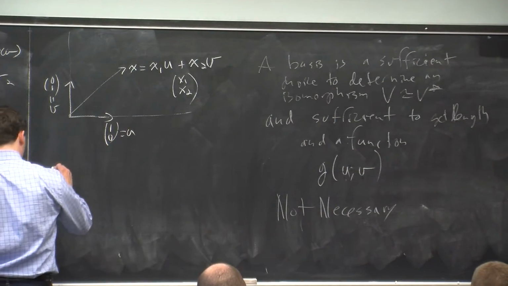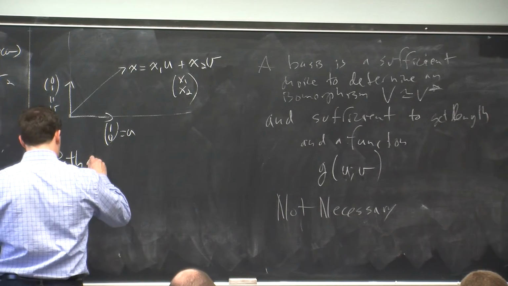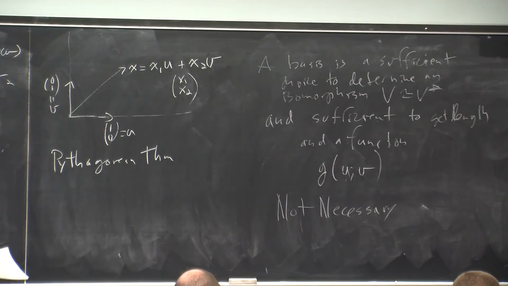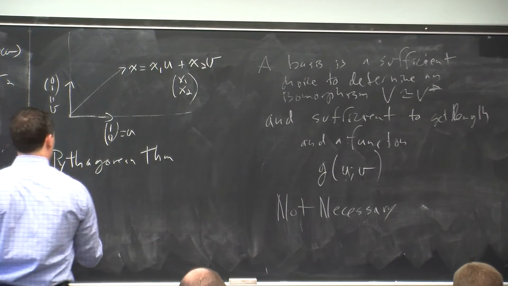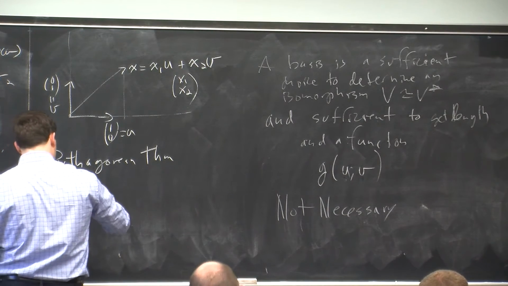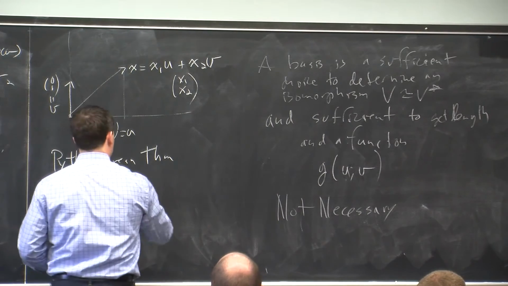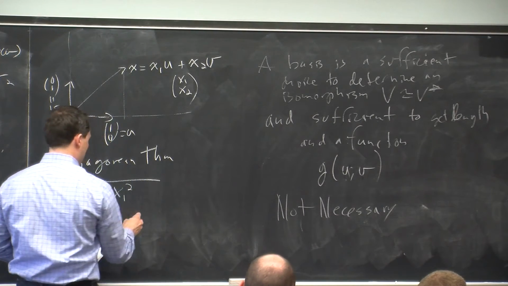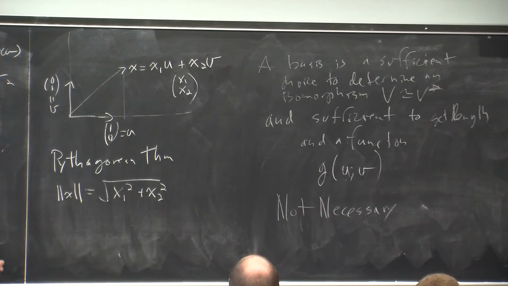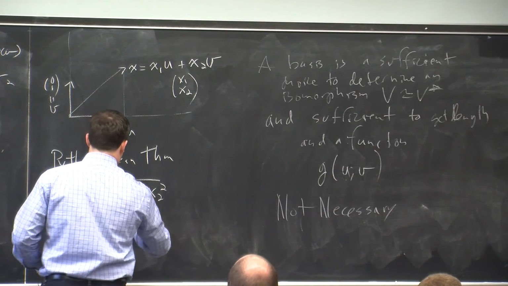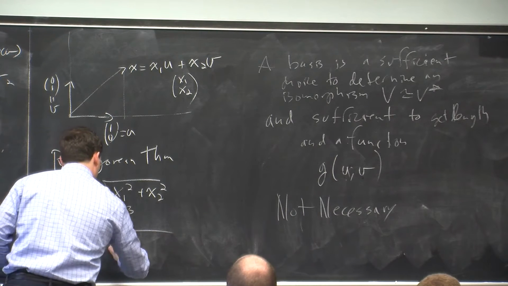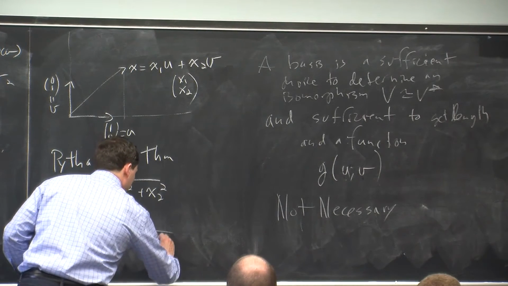So using a theorem that's quite old now, the Pythagorean theorem, we can find the length of x, right, just by this right triangle rule that you learned a long time ago. That is, the length of x, the norm of x, is the square root of the length in one direction squared plus the length in the other direction squared. If x is in R3, that would be the square root of x1 squared plus x2 squared plus x3 squared.